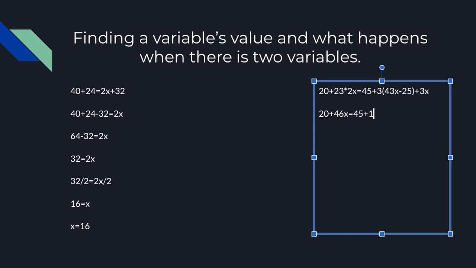Now we're going to change this to 129x minus 45. Now we have plus 3x, and now we're going to be doing some pretty nice math. So now we have, of course, we're going to go 46x minus 1.